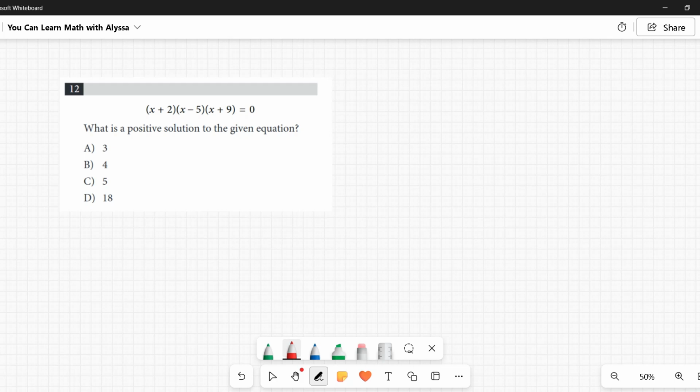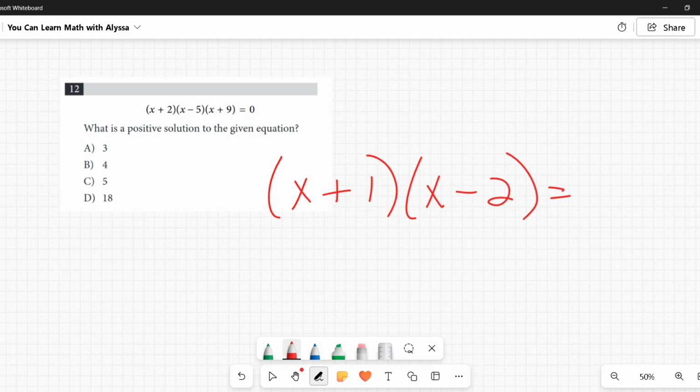Anytime we have something that is factored, it could be something as simple as x plus 1 times x minus 2, and it's equal to 0. When we factor something, we always want it to be equal to 0 in order to solve for x. We know that one of these two things being multiplied together, if it's going to equal 0, one of them has to be 0. We don't know which one, but we solve for each one separately, and then that's how we solve for x.